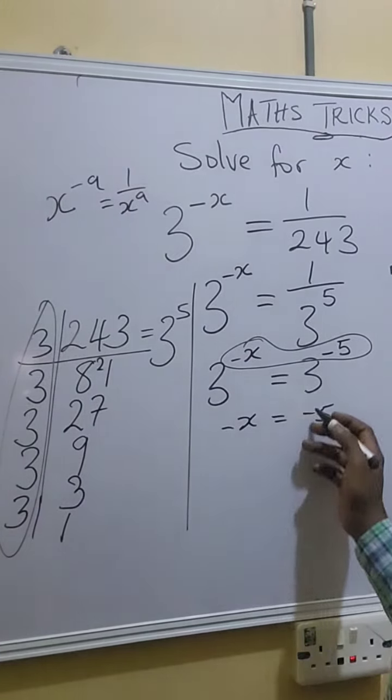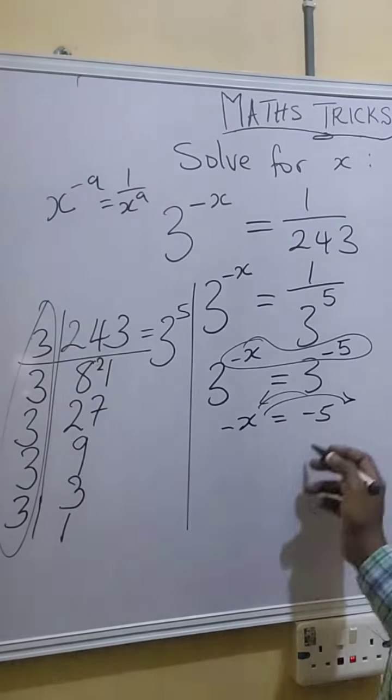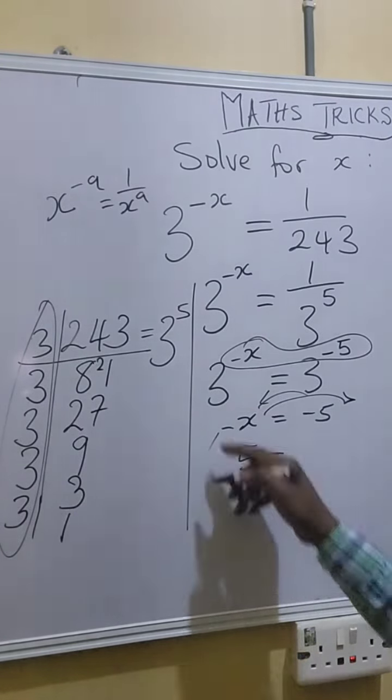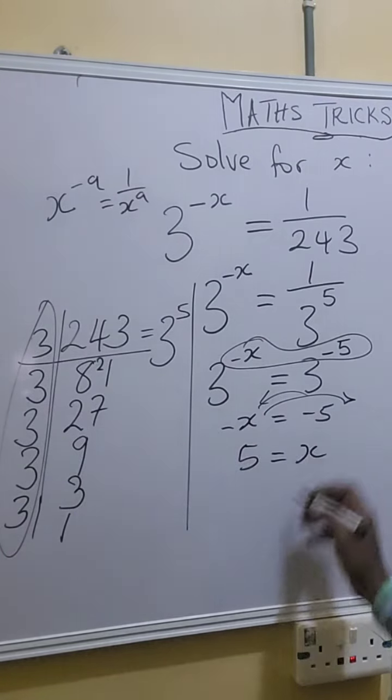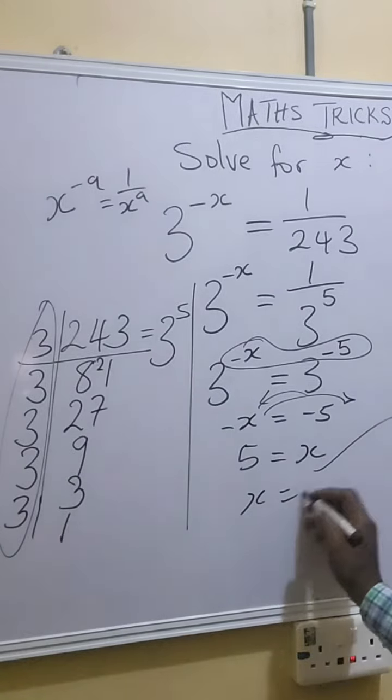You could actually just move the 5 here and then move the x here. As the case might be, if you move 5 here, it becomes positive, and if you move minus x to this side, it becomes positive as well. So that is the answer. x is equal to 5.